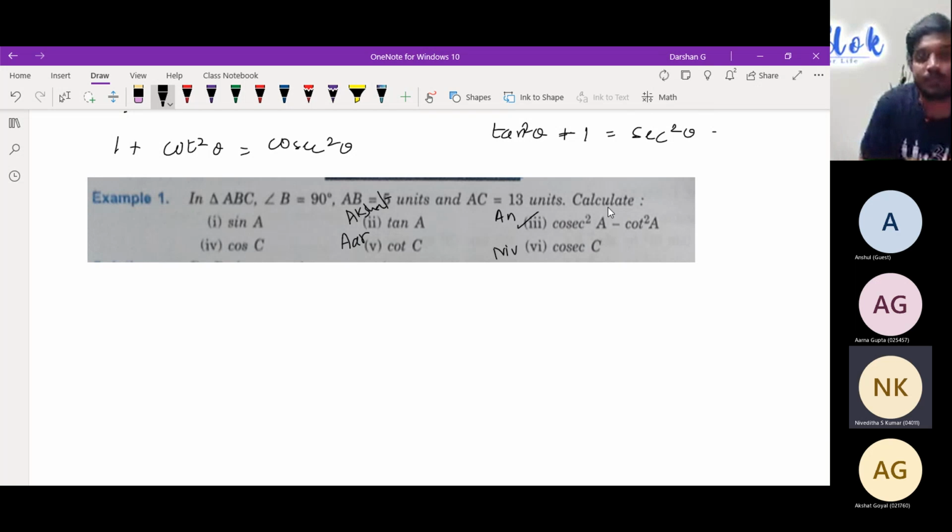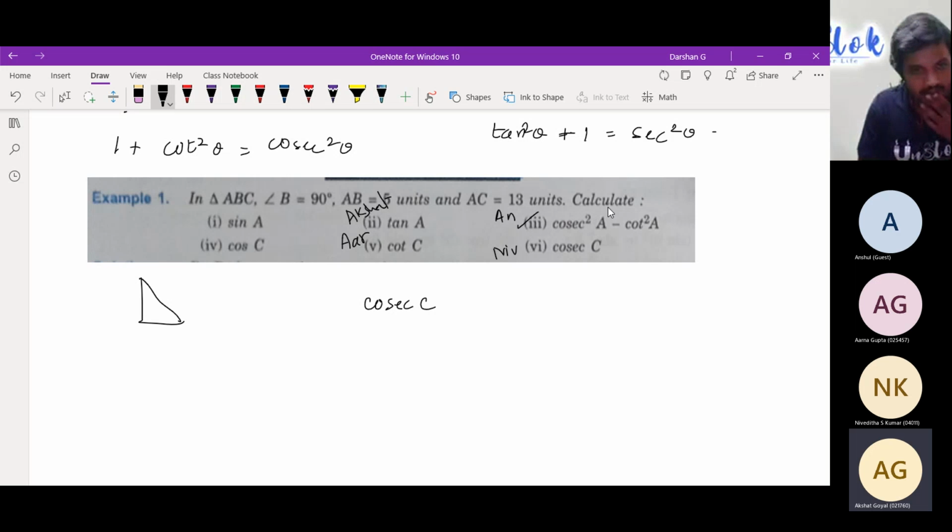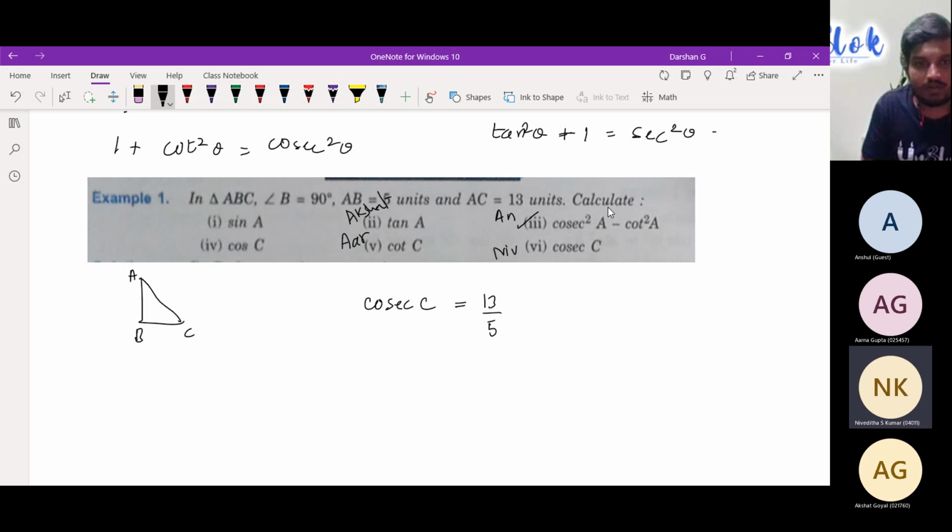So cosec C will be 13/5. Cosecant C, can you tell how does it look? My pro tip for everybody is always draw a diagram. So ABC, B is making 90 degrees. What's your answer? 13/5. Okay, AC by AB, hypotenuse by perpendicular. So AC is 13 and AB is 5. What will be BC? BC is 12. Okay.